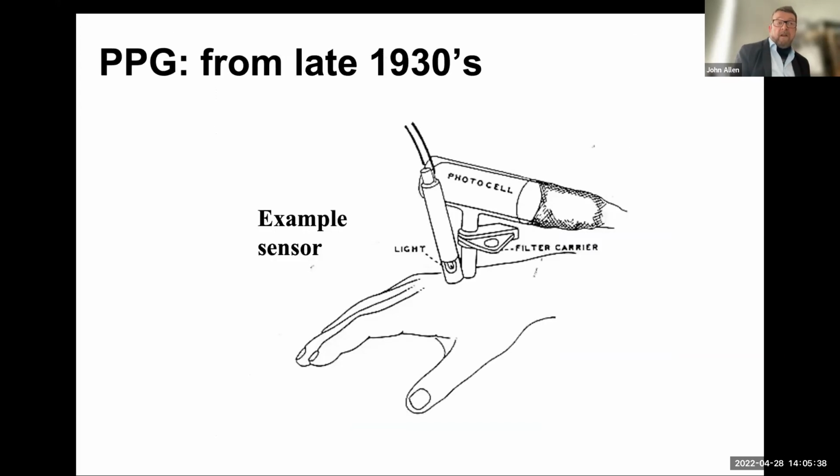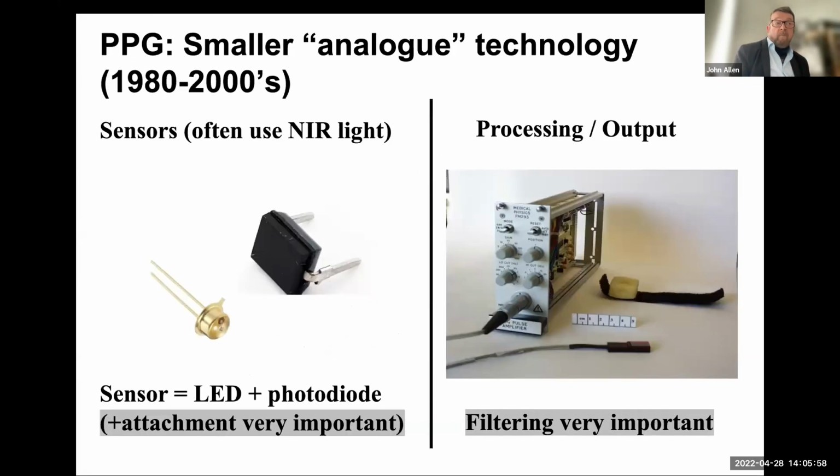Thank you. Okay, PPG, well, it's been around since the late 1930s, and here's an example sensor shining light onto tissue, and a photodetector to measure the light that, in a sense, bounces back off the tissue. And that changes with each heartbeat to give you a pulse. Moving into the 1980s, 90s, 2000s, I spent a lot of my time doing research using analog technology, which was very good, and using PPG sensors based on near infrared mainly. So the sensors are really low cost and pretty simple, or simple in theory anyway, an LED and a photodiode.